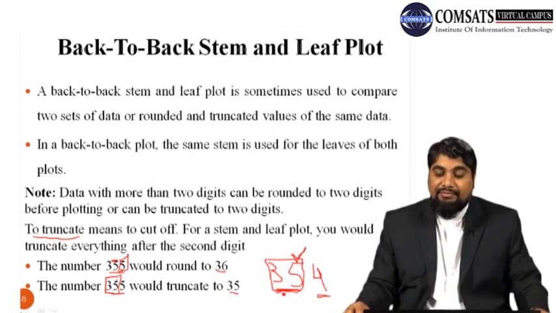And here we have 354, so this will be truncated to, after 2 digits, leave this number 4. So this will be truncated to 35. So this is how to round the digits and how to truncate.